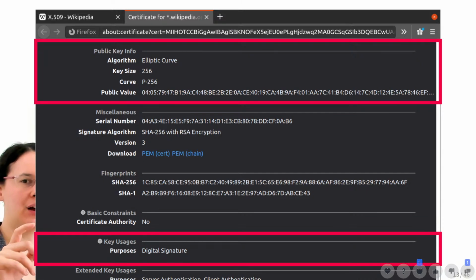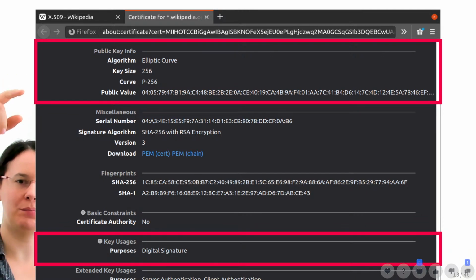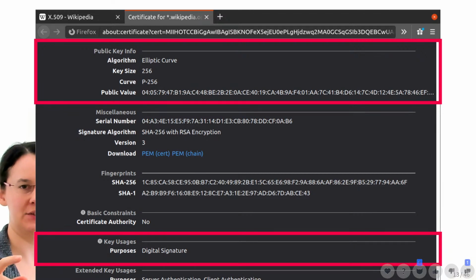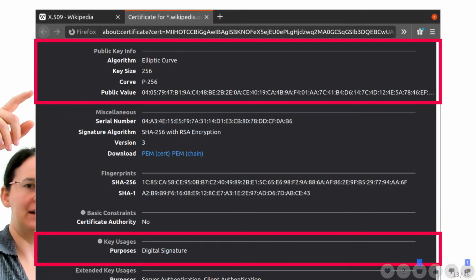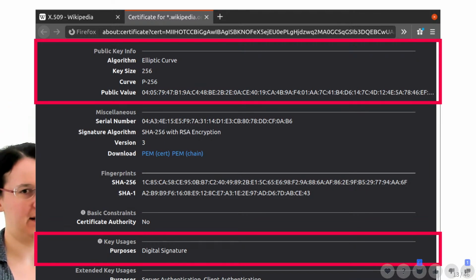So in order to be allowed to do that, you actually need to have a certificate which says you are a certificate authority. And it also says what the key is for, the public key, so that should really be on top here. It's for digital signatures. So this is a public key that can be used for signing, and Wikipedia uses it to sign the handshake in HTTPS.